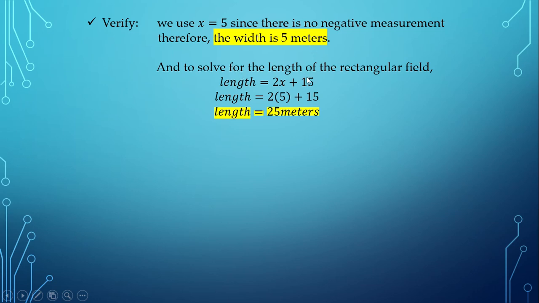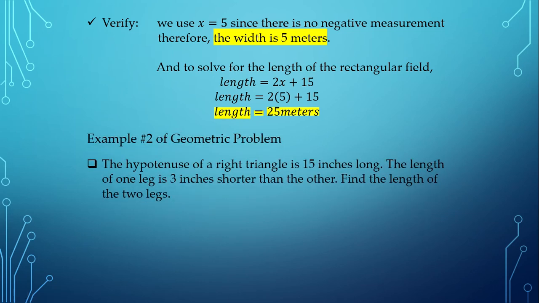And to solve for the length of the rectangular field, the length as represented by 2x plus 15 is equal to 2 times 5 because the value of x is 5. So 2 times 5, then plus 15. 2 times 5 is 10. 10 plus 15 is 25 meters for the length. Okay? Hopefully, you understood.